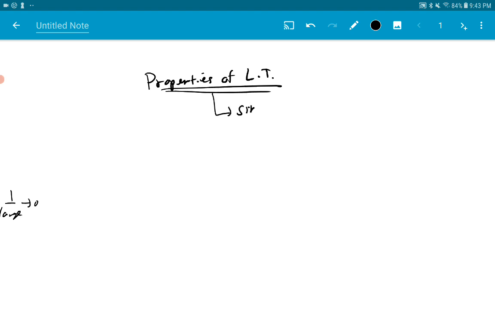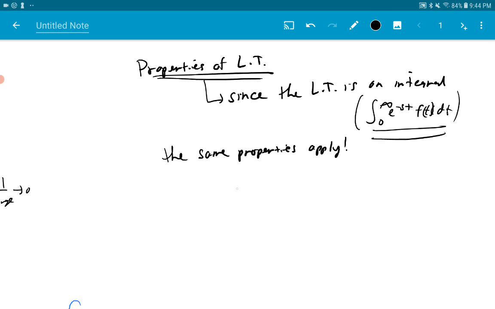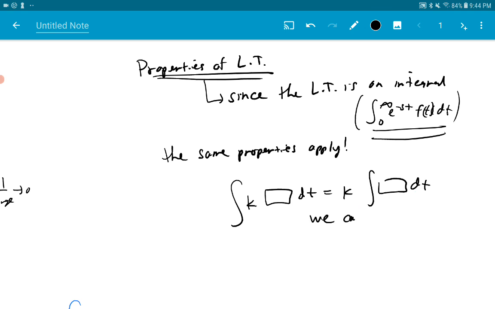Well, actually, you should already know these. Since the Laplace transform is an integral, right? We defined it as an integral, the integral from 0 to infinity of e to the minus st of some function of t dt. Then the same properties that we're familiar with for integrals also apply to the Laplace transform. You should already know these. We know that if you take the integral of k times anything, dt, that's just k times the integral of that same thing, dt. In other words, we can pull constants through.